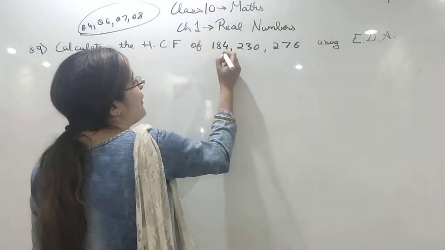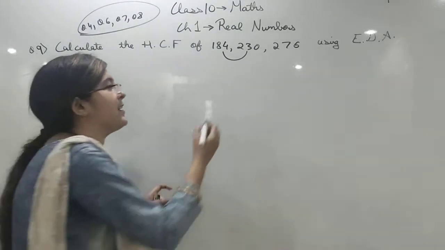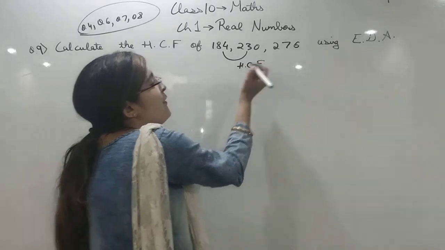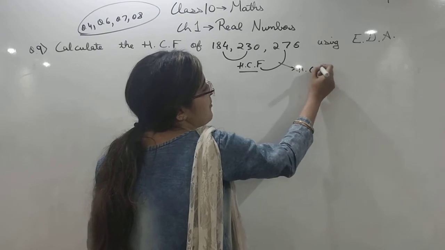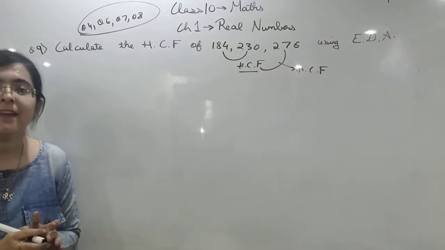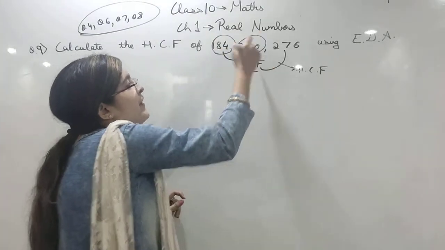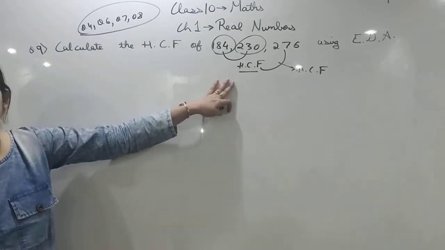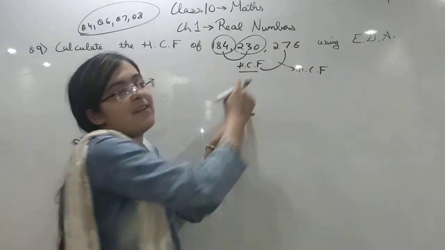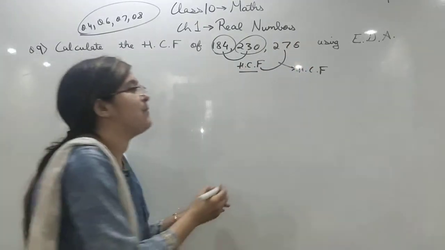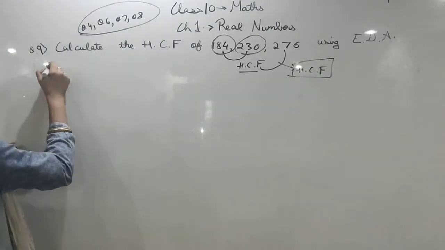How will we do it? First we will calculate the HCF of the first 2 numbers. Whatever the HCF comes, then we will find the HCF of this number and the third number. That will be your final HCF. Again, see. First we will find the HCF of the first 2 numbers. The HCF came. Now we will again find the HCF of this and 276. Clear? And this will be your final HCF. Let's see. By solving the question you will be able to understand better.